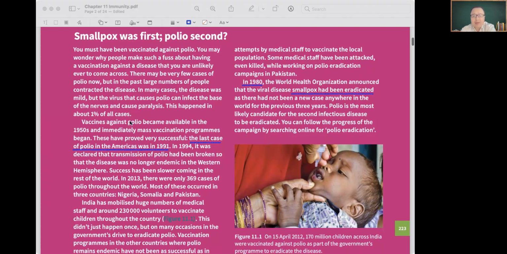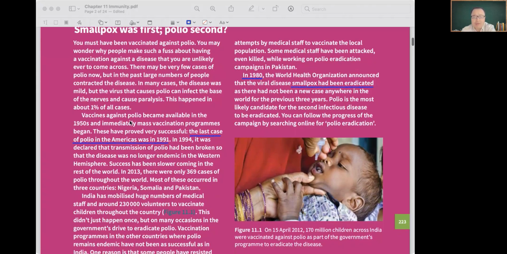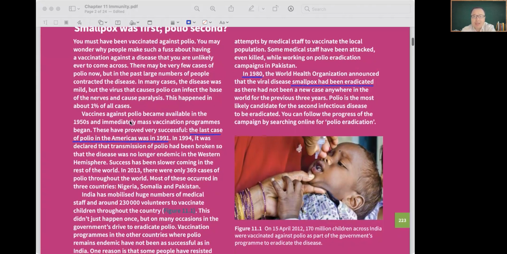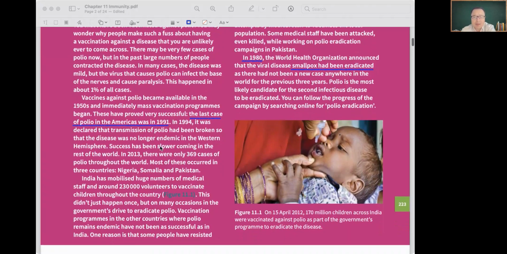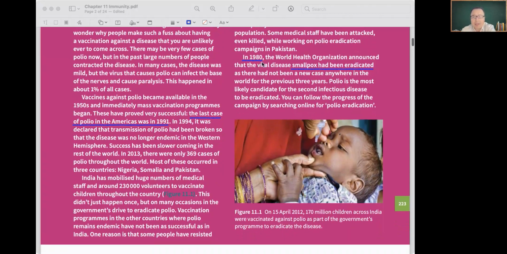Why have these diseases been eradicated? Because vaccination has been successfully introduced to the possible patients all around the world. In 1980, smallpox was declared eradicated, as there had not been a new case anywhere in the world for the previous 3 years.